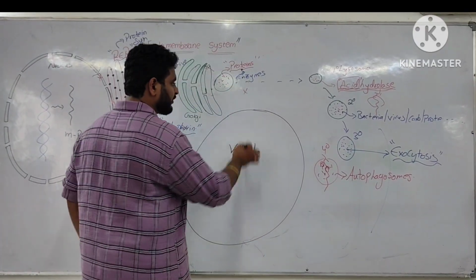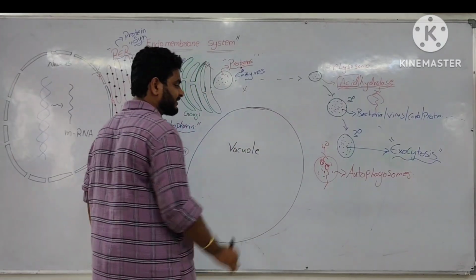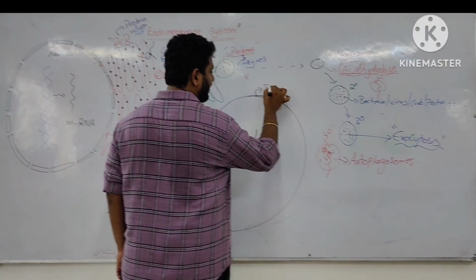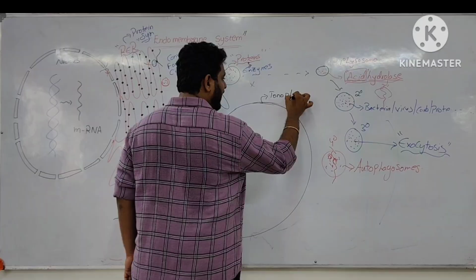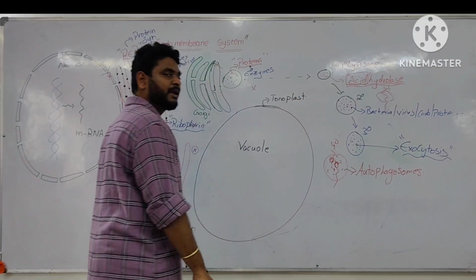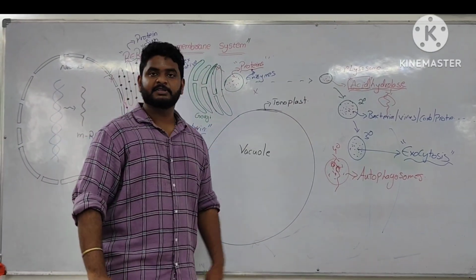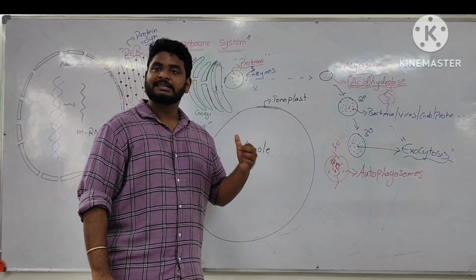Now, we are left with only one cell organelle, and the most popular question which comes from vacuole is, what is the membrane of vacuole called? The membrane of vacuole is called tonoplast. It is only single membrane bounded, just like our lysosomes.